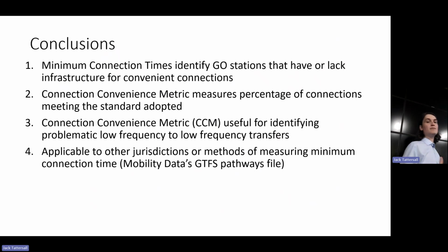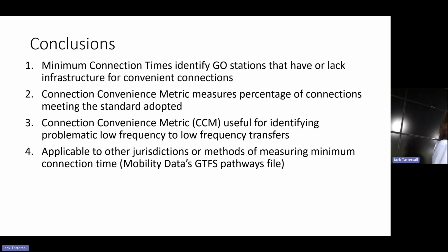So in conclusion, we can see that the minimum connection times identify GO stations that lack or do have infrastructure for convenient connections, because you can look at the comparison in the minimum connection times. I didn't touch on this directly in my presentation, but you'll see, for instance, that when they rebuilt Milliken GO Station with a grade separation for Steeles Avenue carrying it under the Stouffville GO line, the connection time for the local buses reduced a lot, because the TTC introduced a new bus stop located right underneath the GO train tracks. So you could now change to the train by simply walking up an escalator, stairs or an elevator, forgive me, they don't have escalators, and then walking down the platform, compared to walking a block and a half to the nearest intersection where there was a bus stop before.